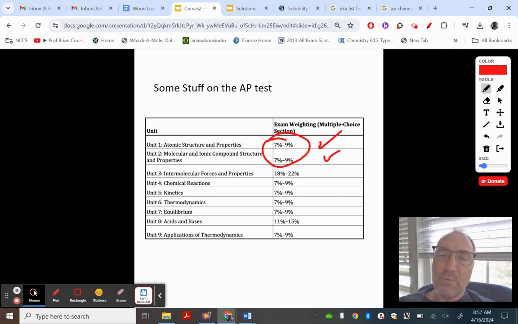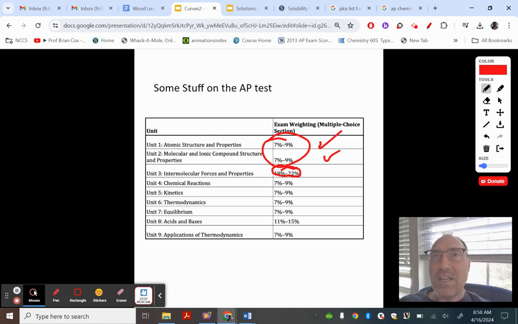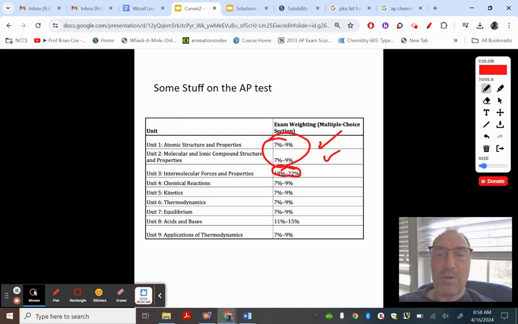But the one that's really, really big is Unit three. This one is super important because it's all the intermolecular forces. You can see this is like 18 to 22%. So understanding the types of bonds and how they affect all the properties, whether it's a gas, a liquid, or solid, that's super important. So this one I want to highlight. Everybody should spend some time reviewing Unit three.